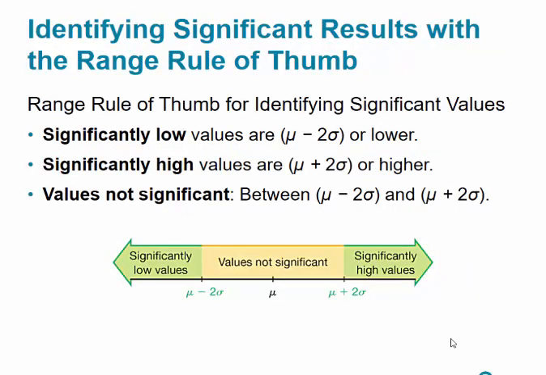So the publisher talks about significantly low and high values. This is pretty much the standard: mu plus or minus 2 sigma. Anything above or below is either high or low.